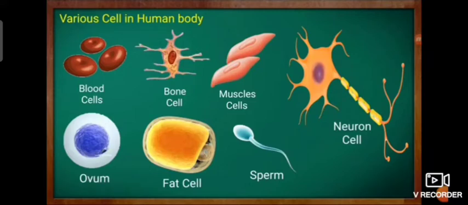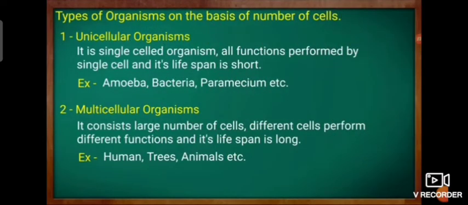Then you can find fat cells. Fat cells are present under your epidermis or skin and in your internal organs. Fat cells are irregular in shape. And now you can find the typical structure of the sperm, the male reproductive cell. And the last one is the neuron cell. Neurons come from the nervous system, followed by nerve impulse propagation. So this neuron cell also has a very special type of structure.